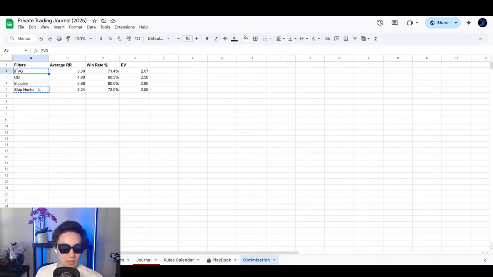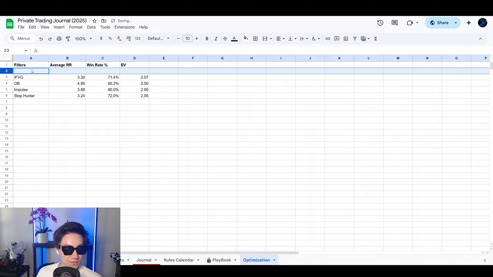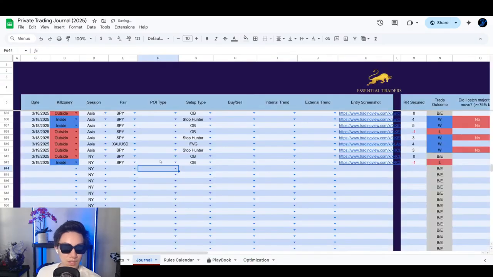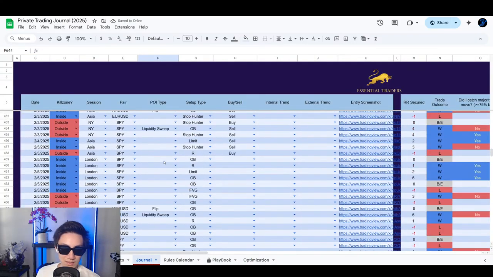So these are the entry models, right? I probably should have done this. Let's add a new row above here. We'll just separate them for now like this. These are filters based on the entry model. Let's say you only want to trade one specific entry model and you want to test which entry model works best for you. You just collect a good sample size, at least 100 trades.